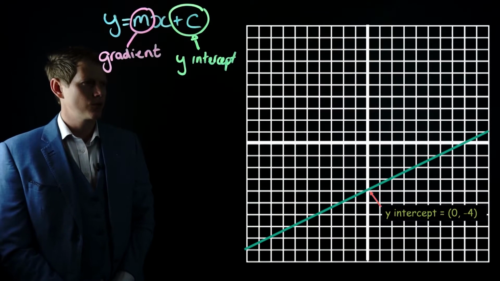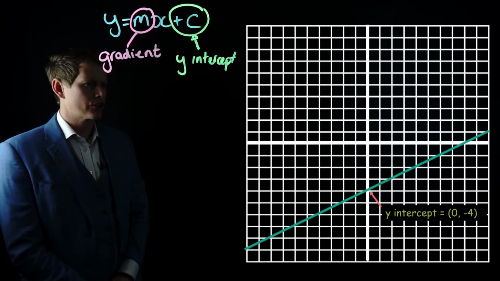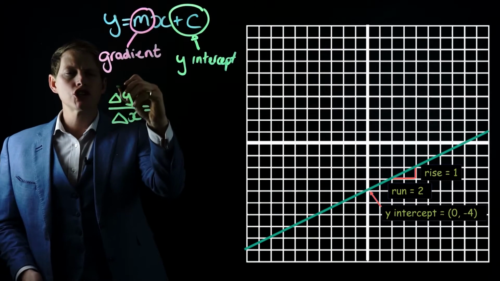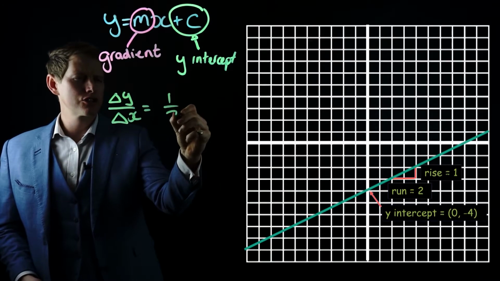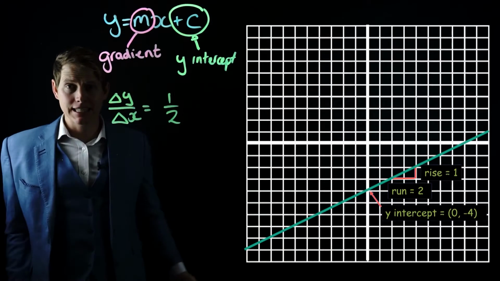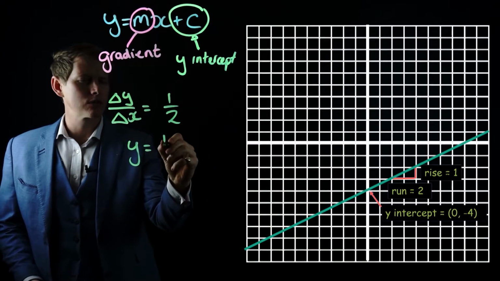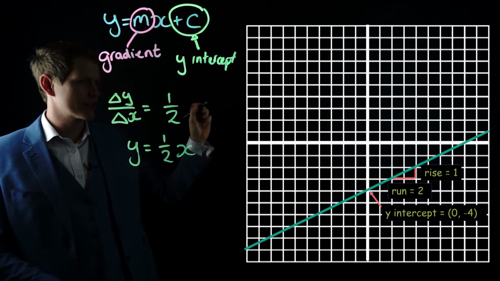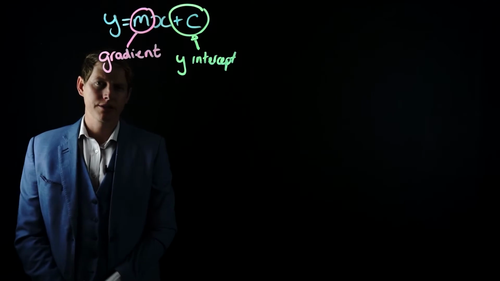This one crosses the y-axis at -4. And if I look at the gradient, my rise, my delta y, my change in my y is 1 up, 2 across. So let's put that together now. My equation for that straight line must be y equals 1/2 x. And let's have a look. It crosses at -4.